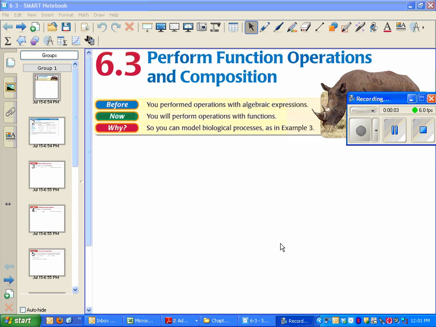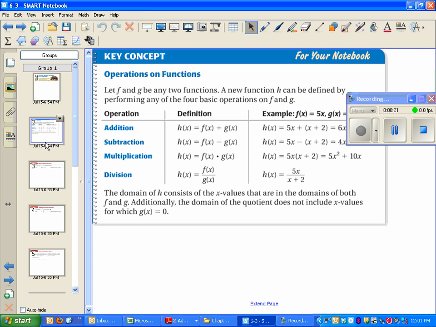Okay, welcome to 6.3, Function Operations and Composition. Super fun. So the main thing when we get to composition is to just go slow, write the notes, pause, rewind, because that's the tricky part. But we're going to start with just the basic operations: addition, subtraction, multiplication, and division.